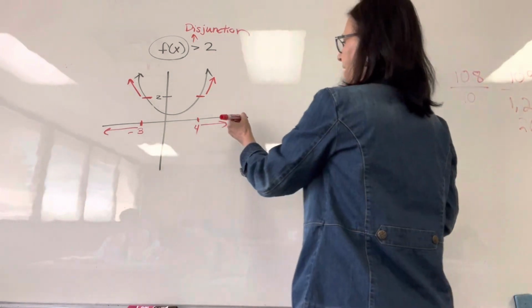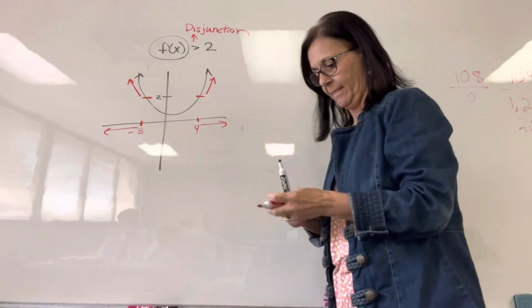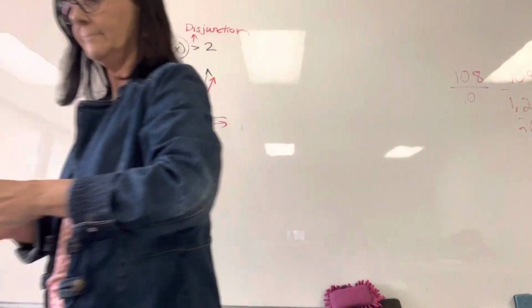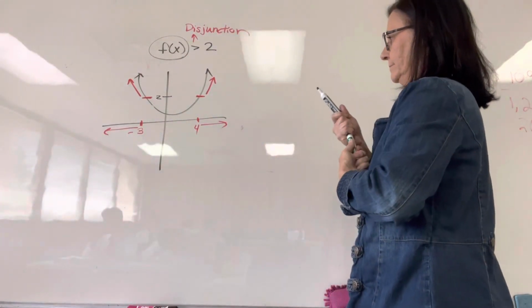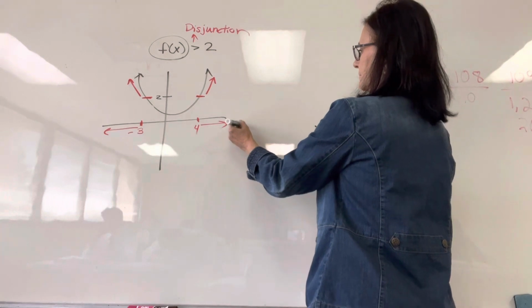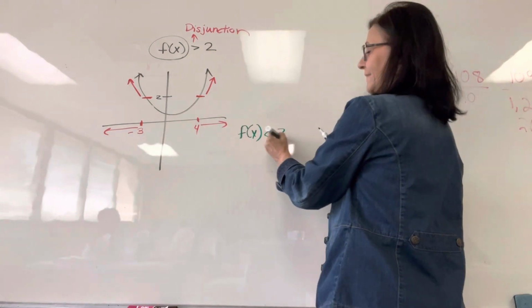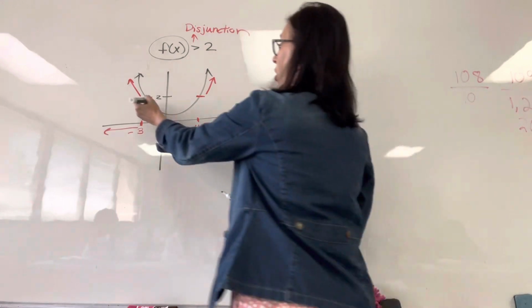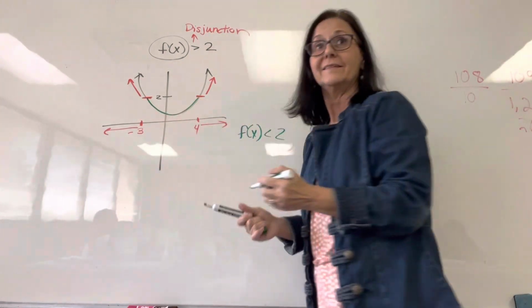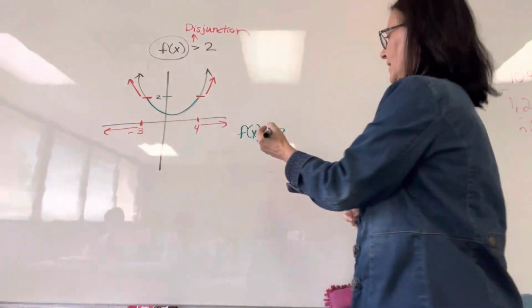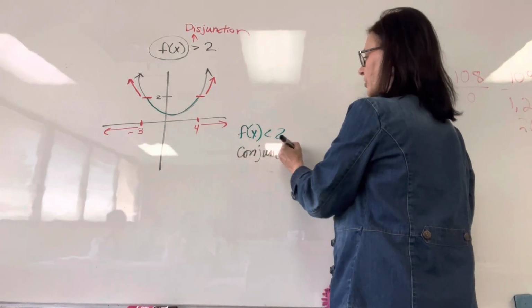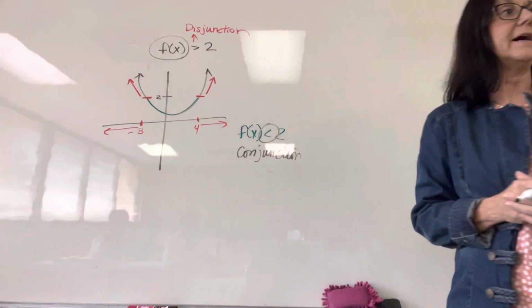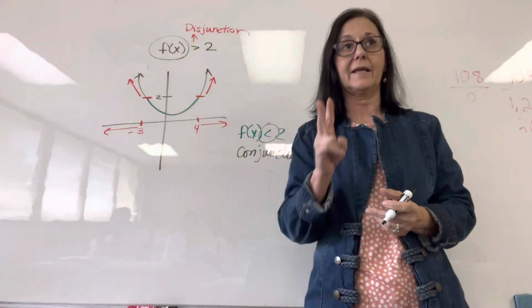All right, now, what if I asked you, instead of greater than, what if I asked you less than? It's a conjunction. It's all of this range, right? I'm now thinking I'm drawing in Christmas. All right, so it's always going to be a conjunction. Your less thans are always going to be a conjunction when we have a quadratic equation, all right?